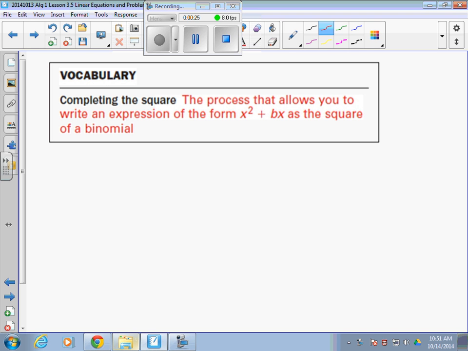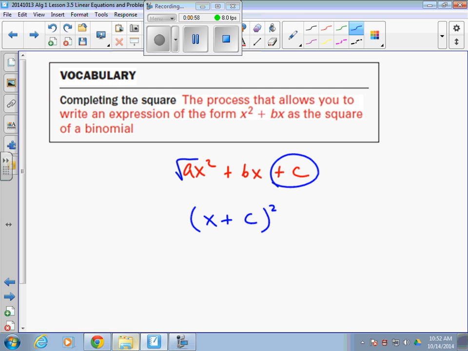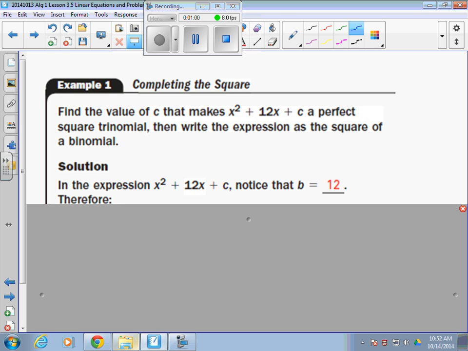First thing is actually the definition of completing the square. It's the process that allows you to write an expression in the form x squared plus bx as the square of a binomial. We know that standard form says ax squared plus bx plus c. What we're going to do is start off by finding out what that plus c is. Then when you make it a square of a binomial, it's going to say x plus something, in this case the square root of a and the square root of c, squared. So it'll be the square of a binomial, just like we did with the perfect trinomials.